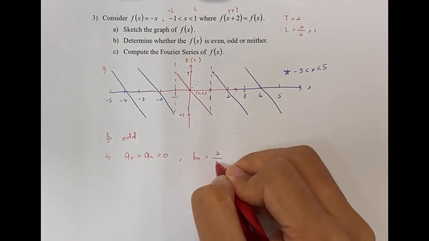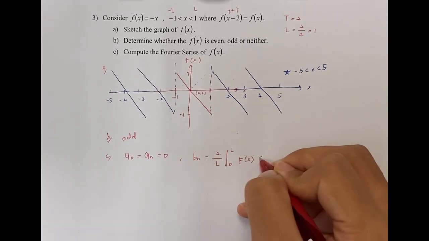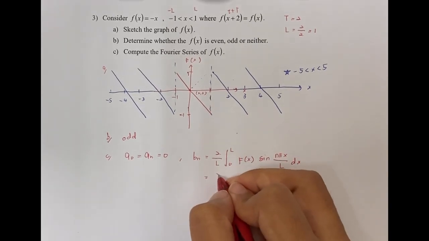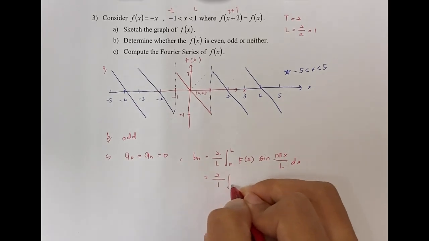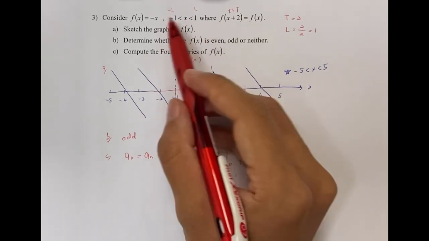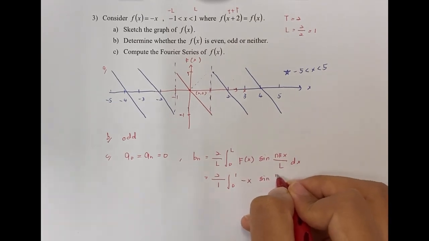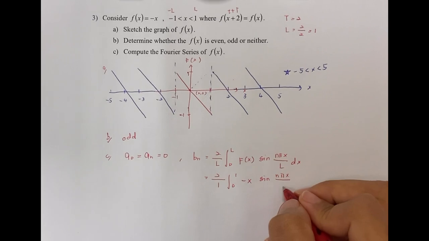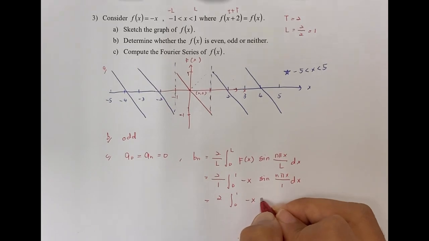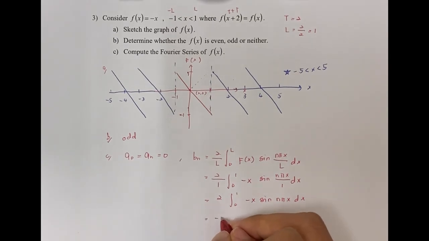bn is 2 over L, integral from 0 to L of f(x) sine n pi x over L dx. So you have 2 over 1, integral from 0 to 1 of f(x). The function is the same, negative x. So f(x) is negative x, sine n pi x over L with L equal to 1, dx. So you have 2, integral from 0 to 1 of negative x sine n pi x dx, or negative 2.